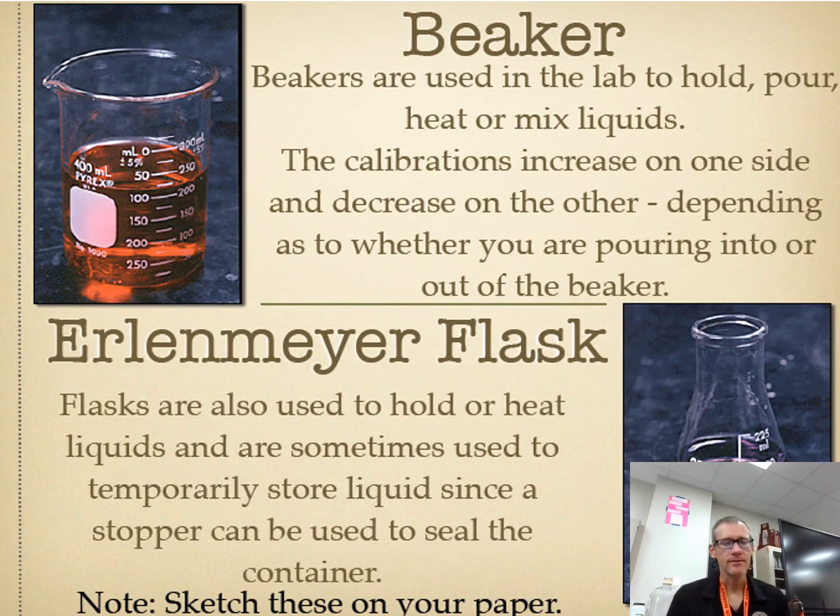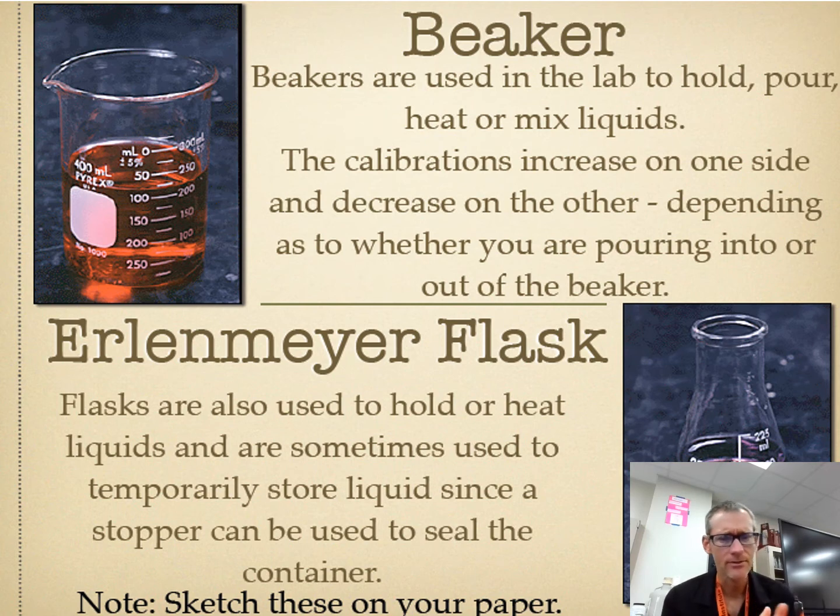All right, some other pieces of equipment that you will use in the lab is a beaker. This is basically just to hold, cool down, or heat up mixtures. The calibration is on the side, they either decrease or increase. It has a lip, so it's easy to pour. So it's not measuring, but you can use it for approximations. For example, this one is approximately 225 milliliters.